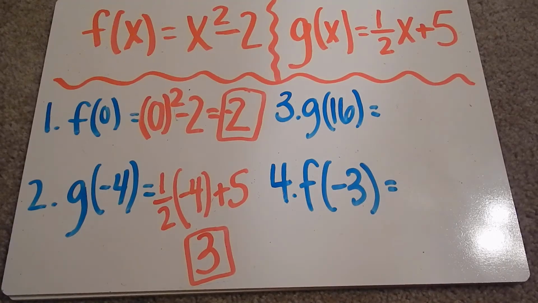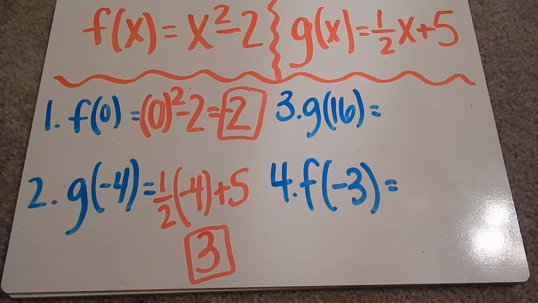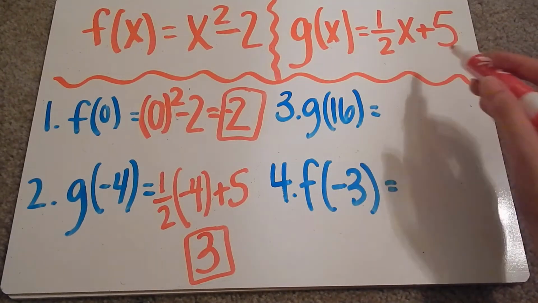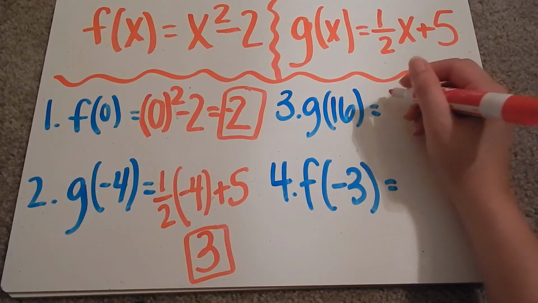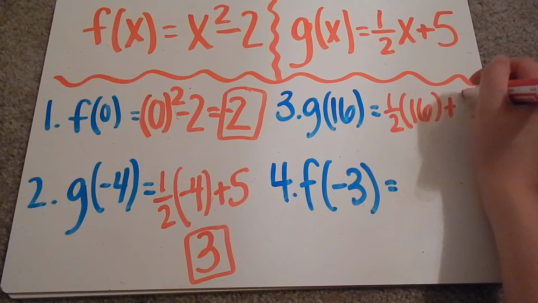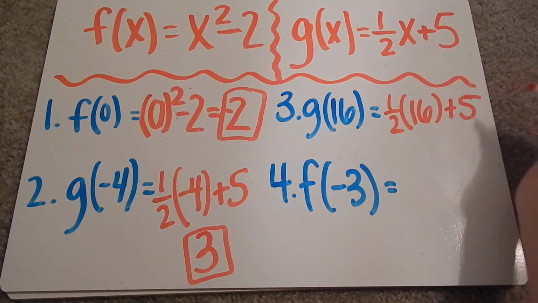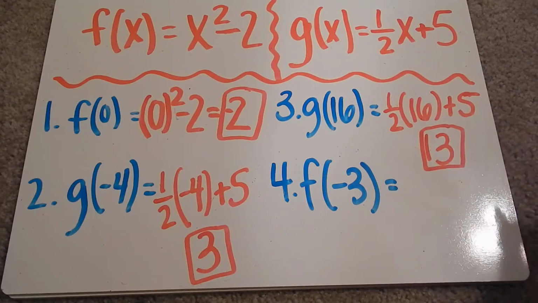Moving on to number 3. Number 3 is g of 16. G tells me to use the g function. 16 is in place of the x, so we plug it in for x. So it's going to be 1/2 times 16 plus 5. Plug that into your calculator, and you should get 13 as your answer there.